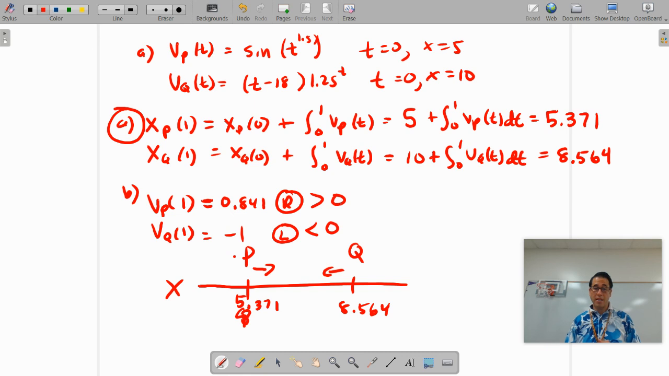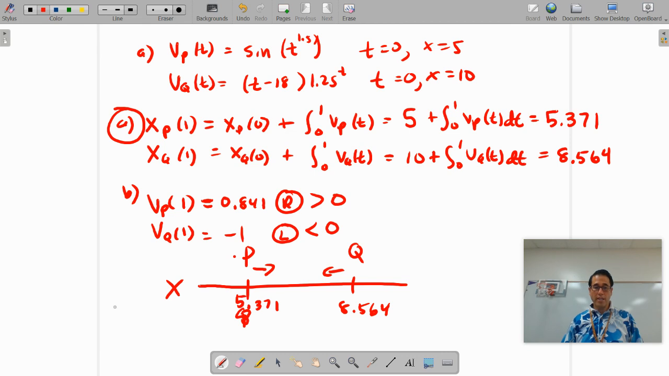And what I would say is, hey, since P is at position 5.371 at time t equals 1, and its velocity is positive, it's moving to the right. Q at time t equals 1 is at a position of 8.564, and its velocity at time t equals 1 is negative, which means it's moving to the left, which thus means P and Q are moving towards each other.